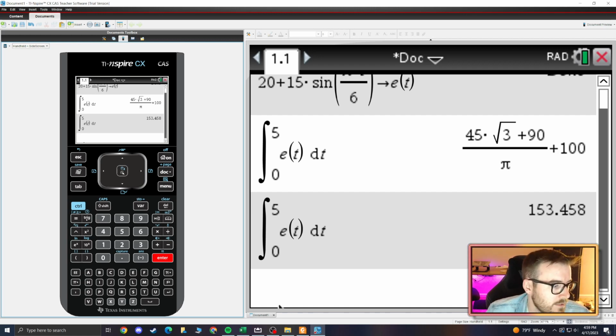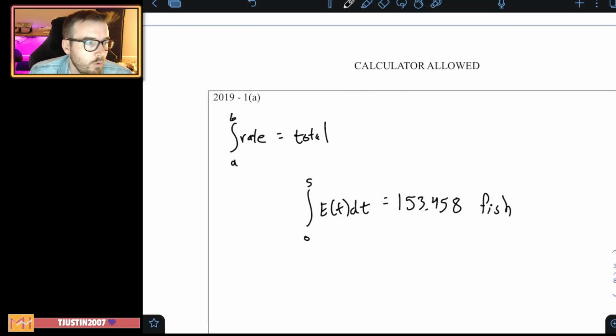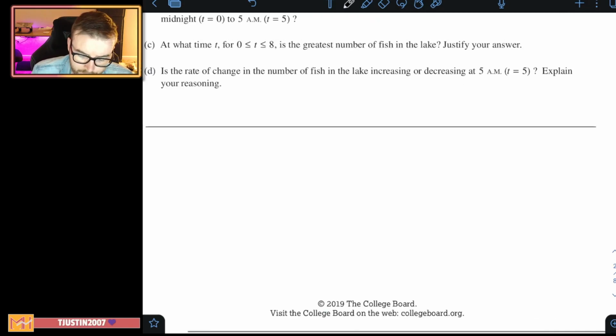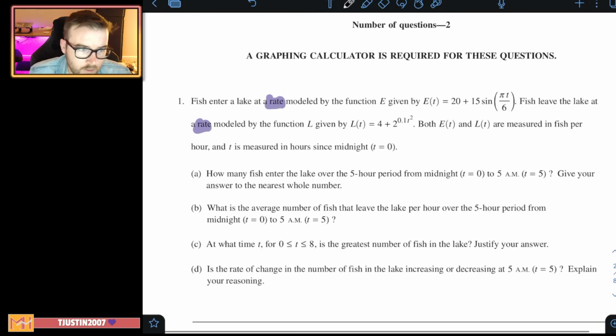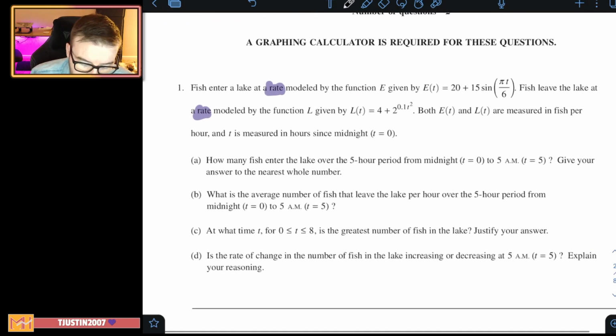As a reminder, we integrated a rate to get a total amount of fish. That's the total amount of fish that entered. That doesn't represent the total number of fish in the water, because remember, there are fish that are leaving. This is the total amount of fish that entered. So don't get that mistaken as you're reading through the problem.